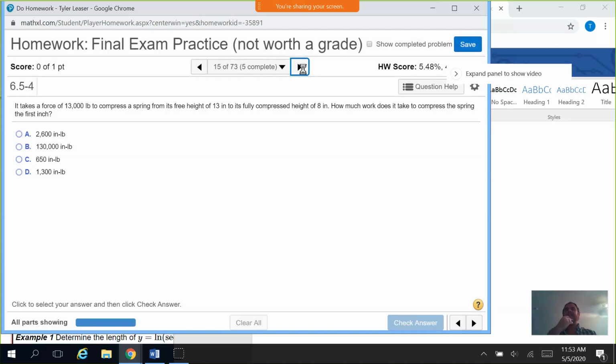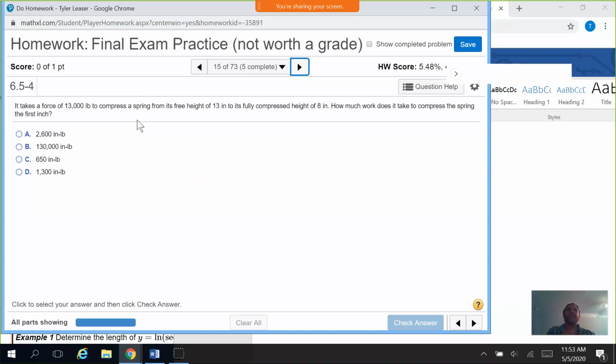Finding surface area again. Here we go. All right, so now we're getting into the really good stuff of chapter 6. The last two sections of chapter 6 were force and work problems, and then the center of mass problems.